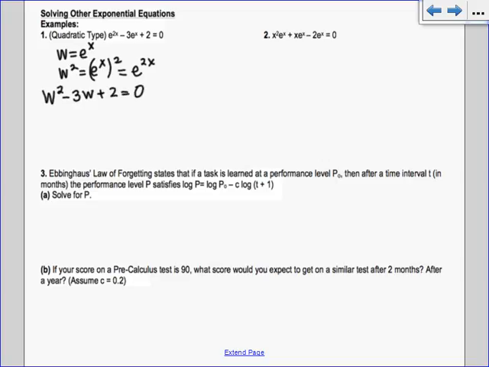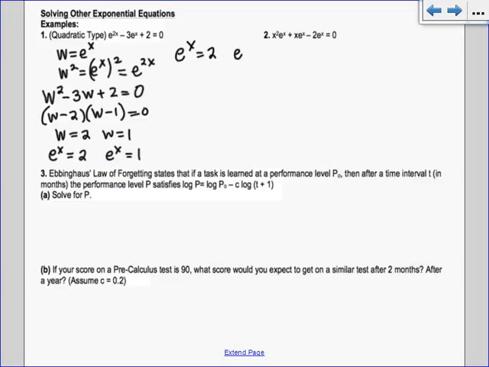So do you guys know how to solve something like that? Sure. W minus 2, w minus 1. So we get w equals 2 and w equals 1. But our original equation had x in it. It didn't have w's. Okay, so what we need to do is we need to replace. So we need to say e to the x equals 2 and e to the x equals 1. All right, and we need to solve each of those.